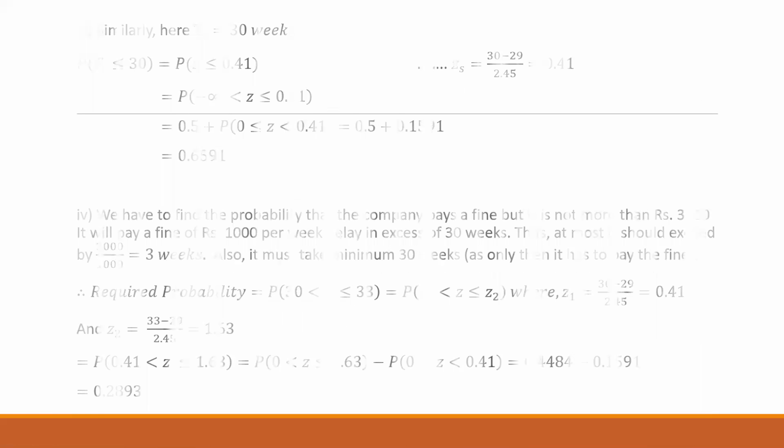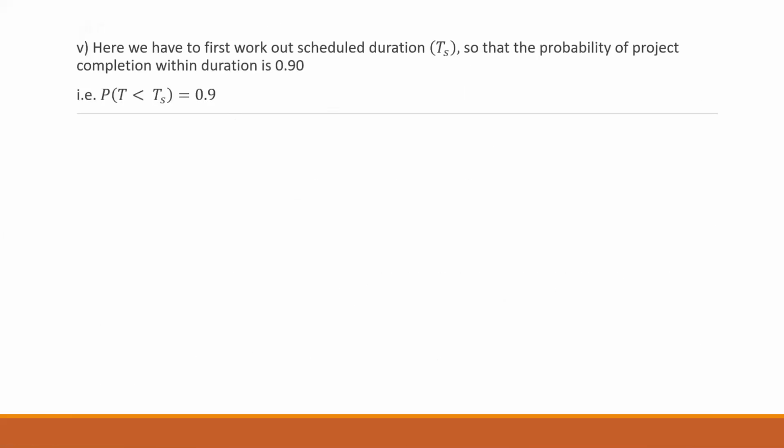So once this is done, let us go to the fifth question. In the fifth question, let me see what is the fifth question here. What should be the due date to have 0.90 probability of project completion? So if I want to write this in terms of probability, it will be written as P into bracket T less than TS.